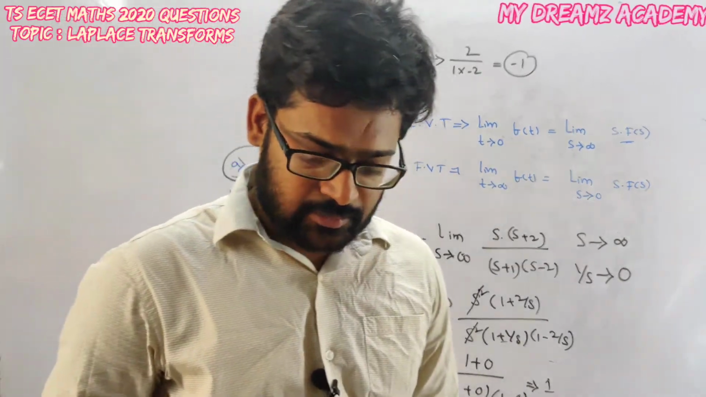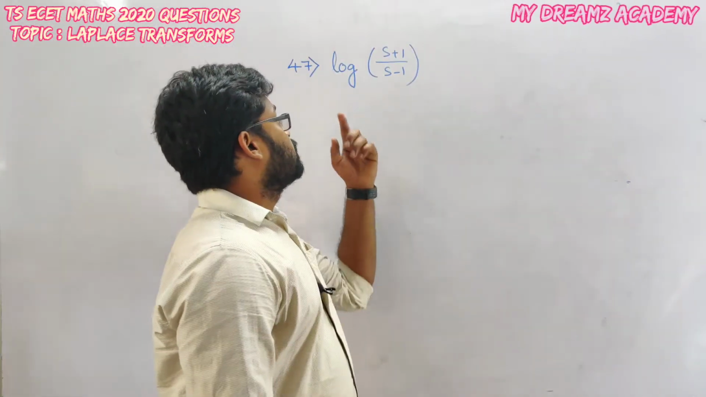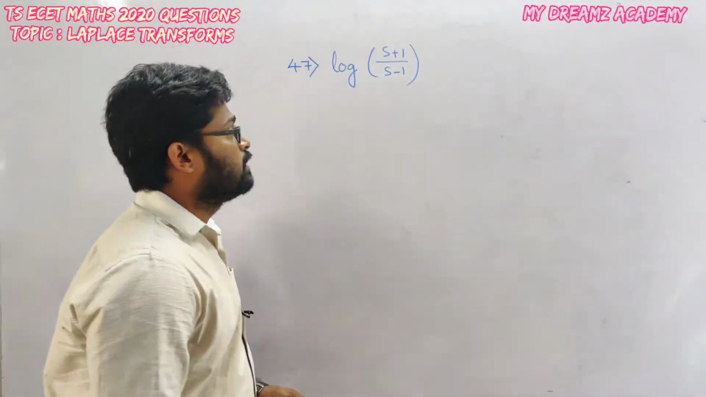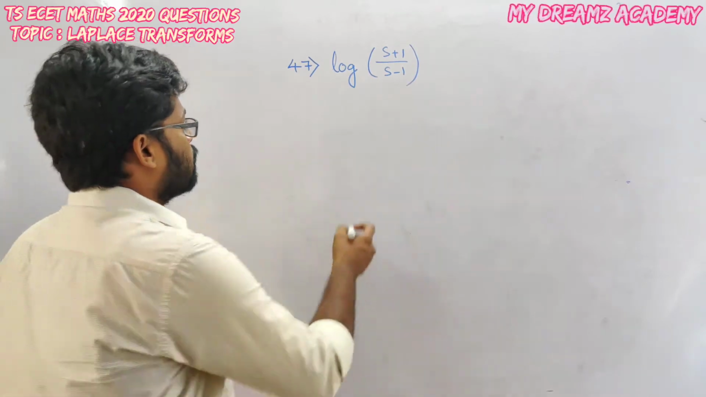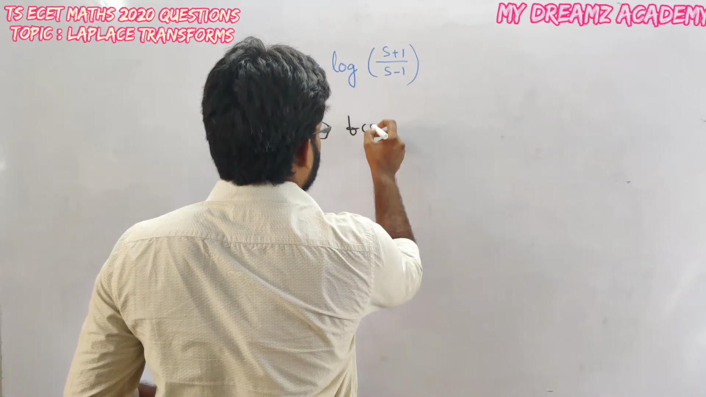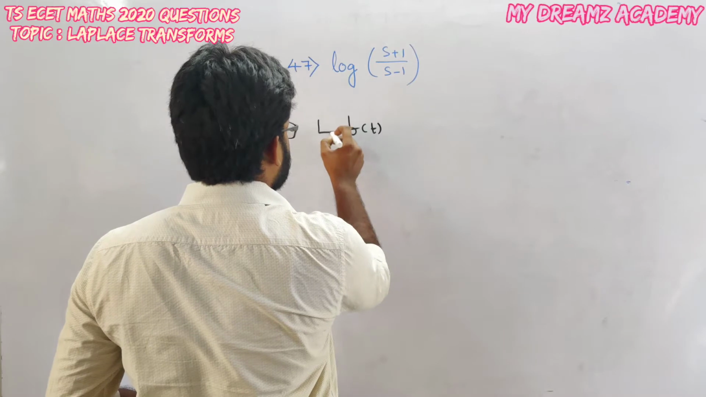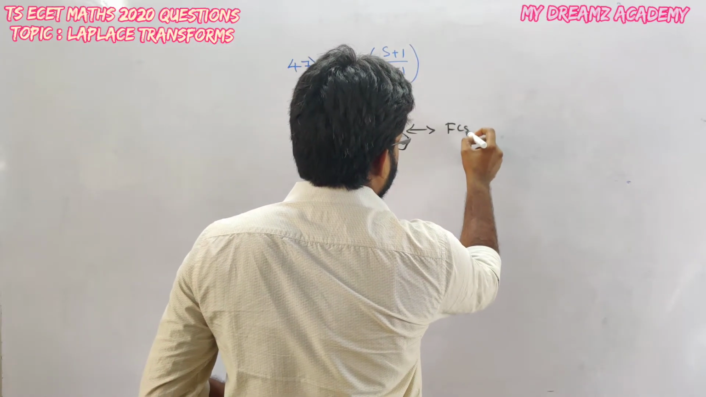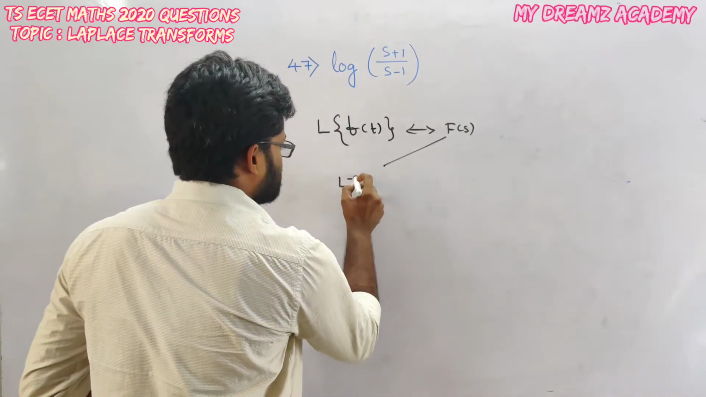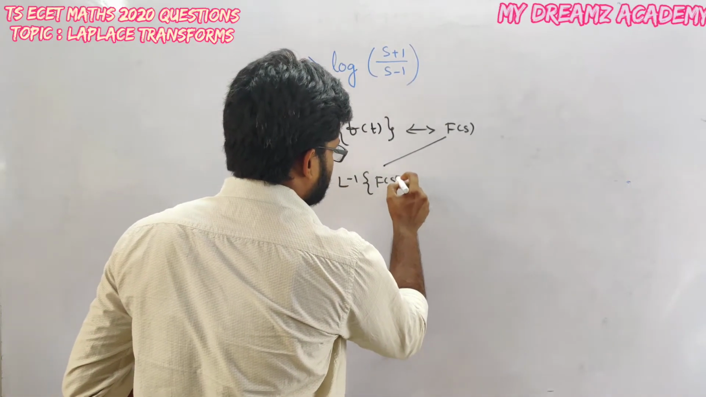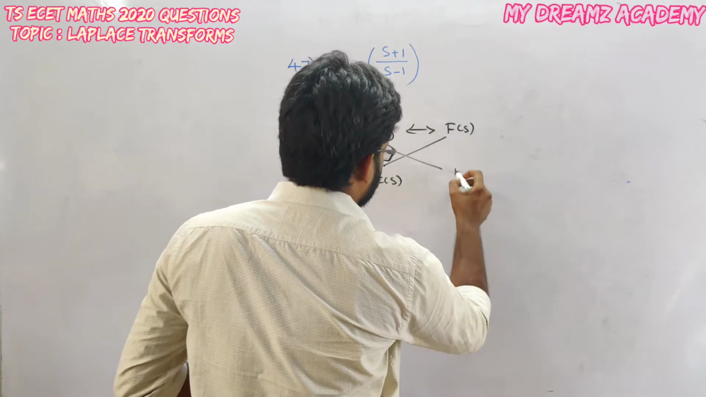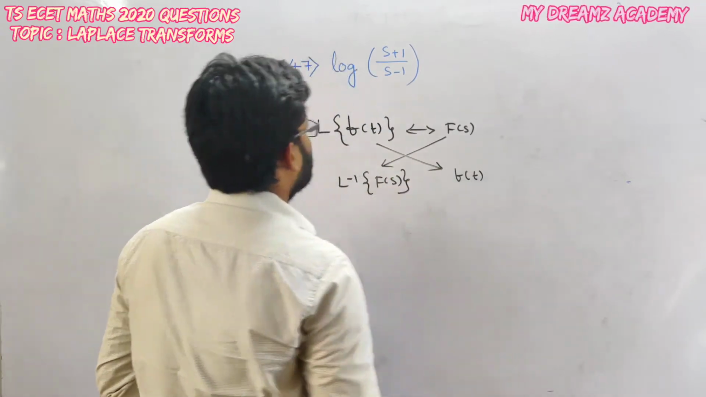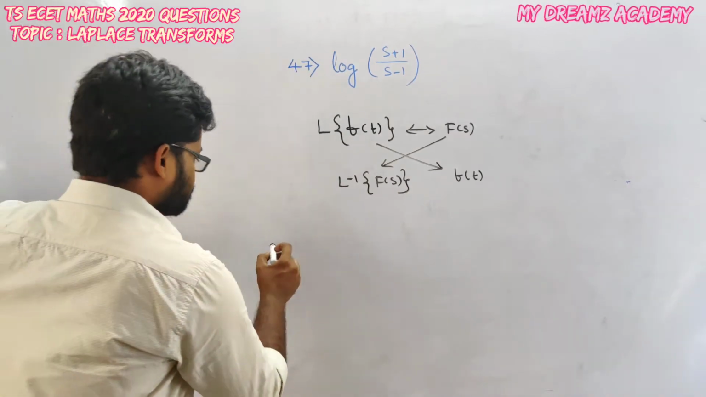We'll see the next question. The function F of s is equal to log (s plus 1) by (s minus 1). We need to find the Laplace inverse of this one. Okay. Laplace transform of f of t will give F of s. Similarly, Laplace inverse of F of s will give f of t.